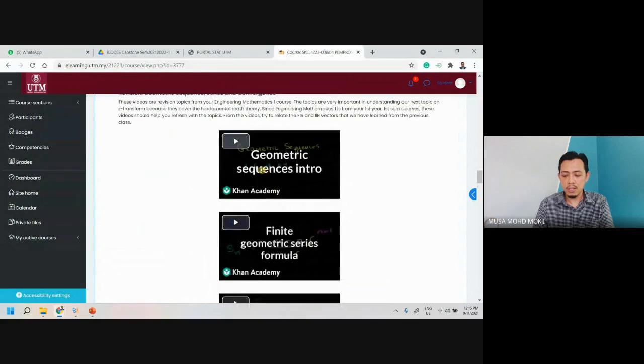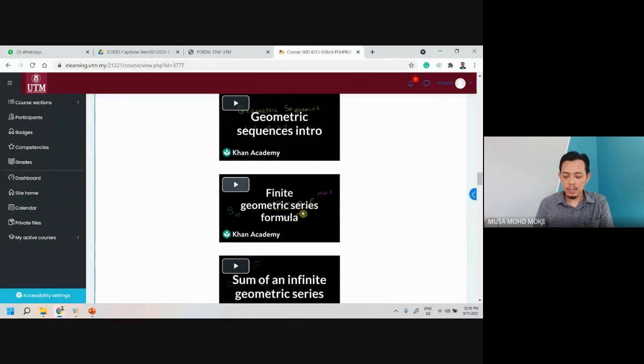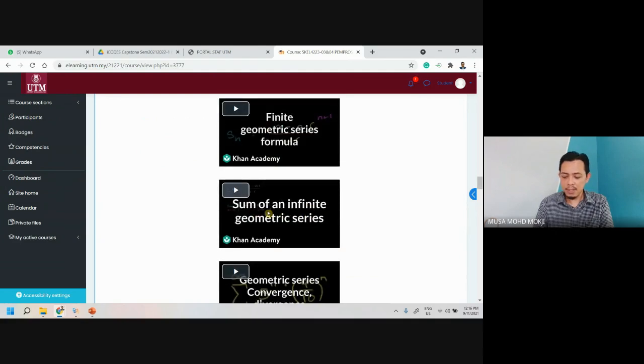This is actually a geometric sequence, and this is the finite geometric series formula, right? So we have a geometric sequence, this is the geometric series, and then there is the sum of infinite. So this is finite, this is infinite. It's the same thing as what we have here: we have FIR, finite impulse response, and then we have IIR, infinite impulse response.